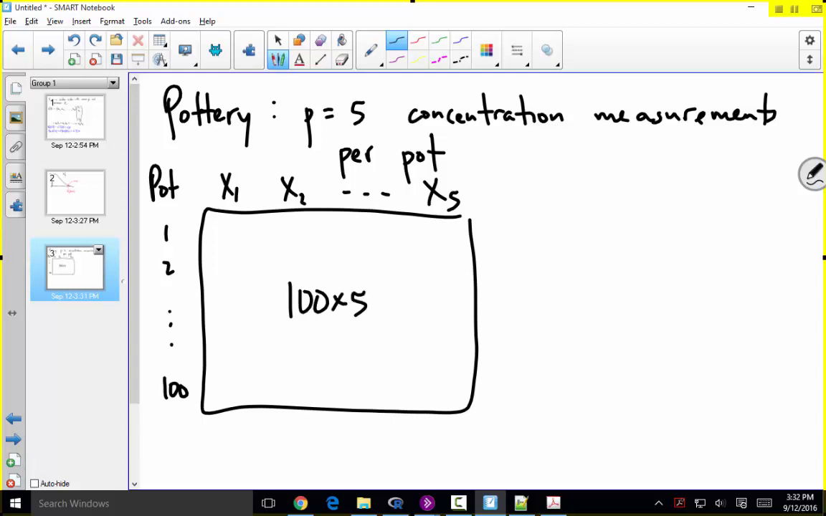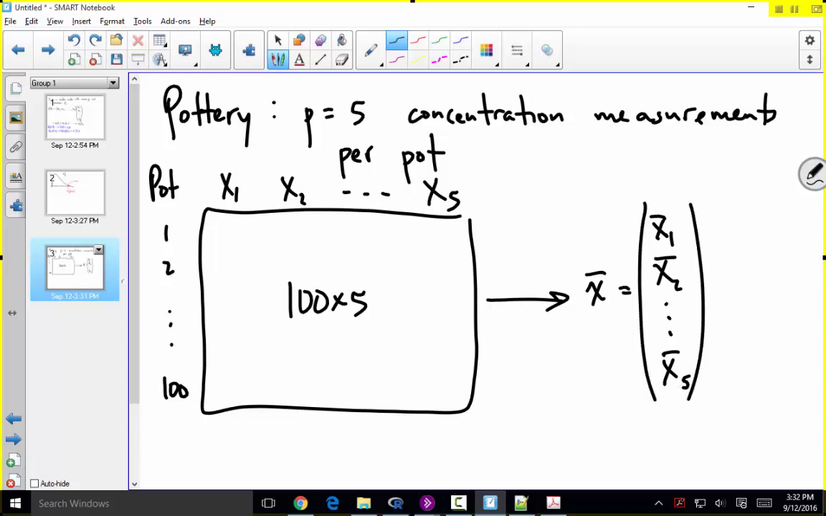From those numbers, I could compute X bar. Call it X bar, sample average, vector of sample averages. This would be X1 bar, the average of the 100 observations of variable 1, X2 bar, X5 bar. So suppose that I did this, 100 pots. My sample averages are 0.1, 0.4, 0.35, 0.02, 0.9, maybe.